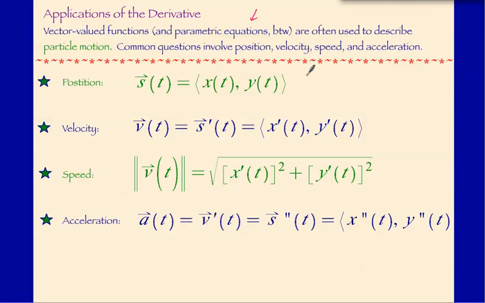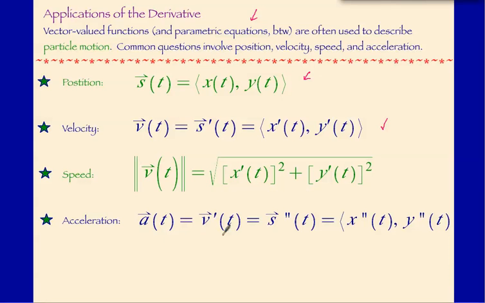Position function is just the original vector-valued function, and you might think, well, why do we need to say s vector of t when we have r vector of t? Well, s is commonly used to indicate position, so when we're talking about the application of position, we might use s instead of r. Velocity, as we know, is the first derivative of position, so that's going to be the first derivative of each of our component vectors.